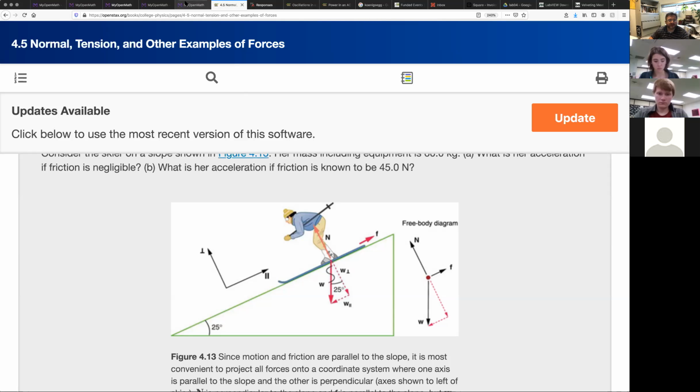But anyway, as we get into drawing these components, sometimes people will do one component like this, and then a component like this.